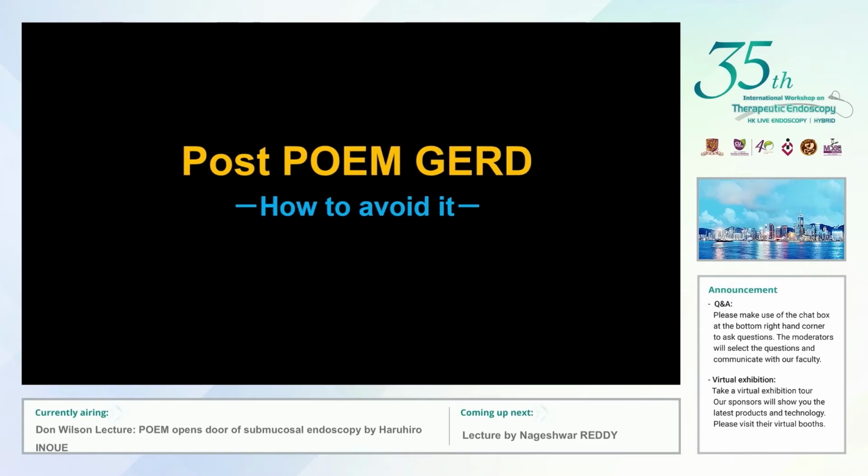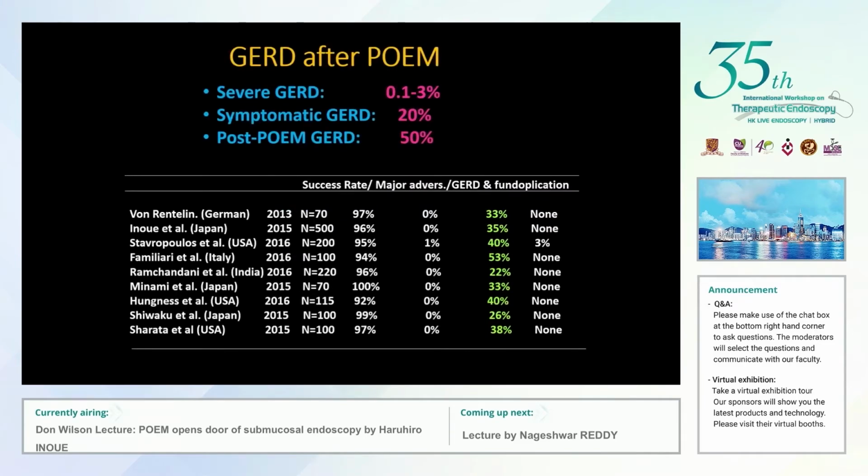So, lastly, I would like to talk about post-POEM GERD, and how to avoid it. POEM itself is a good, effective procedure for esophageal achalasia, but there is a potential risk of post-POEM GERD. Symptomatic GERD is 20%. pH abnormality is 50%. And severe GERD is not so much, 0.1 to 3%, depending on the reports.